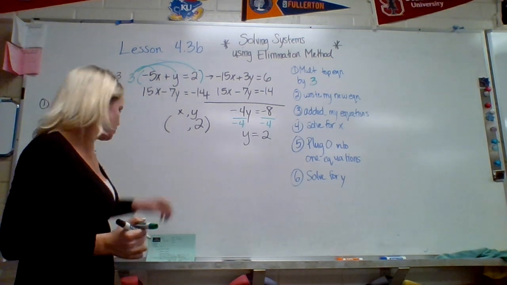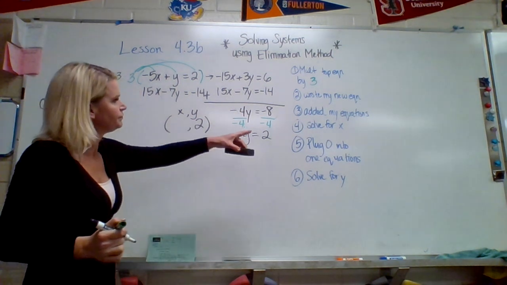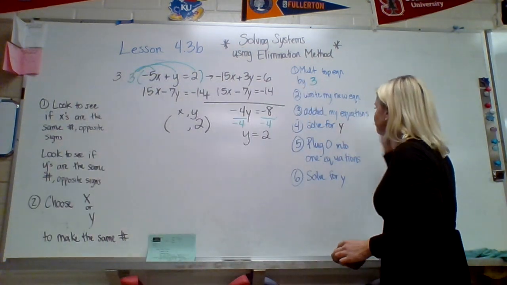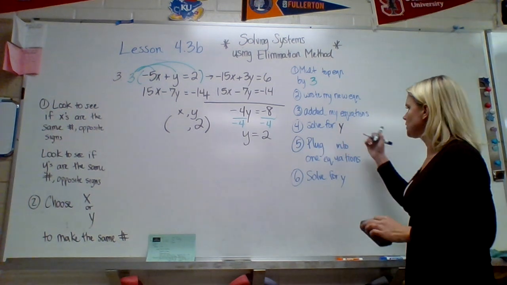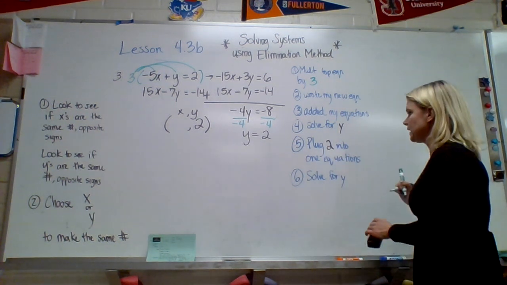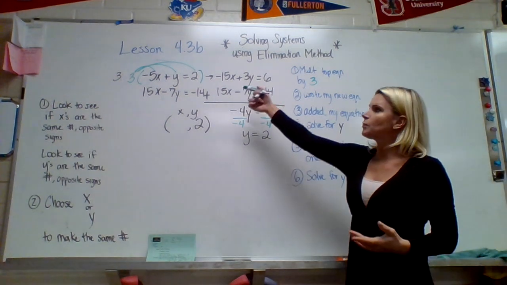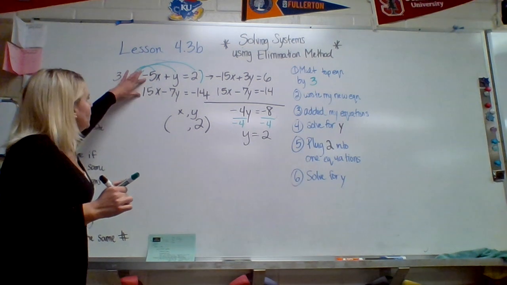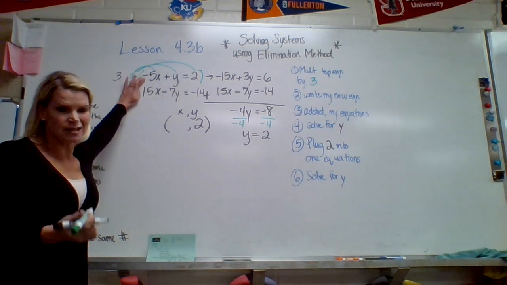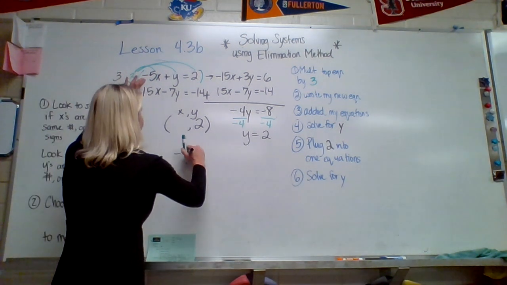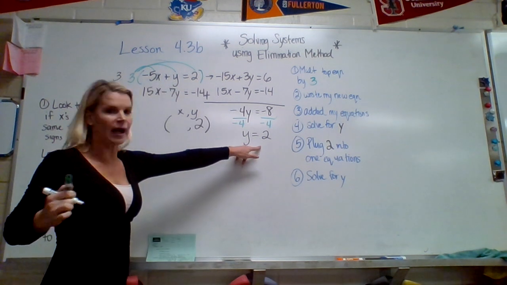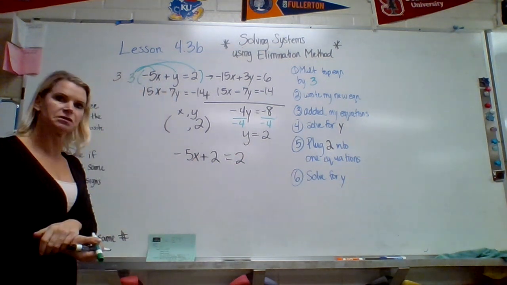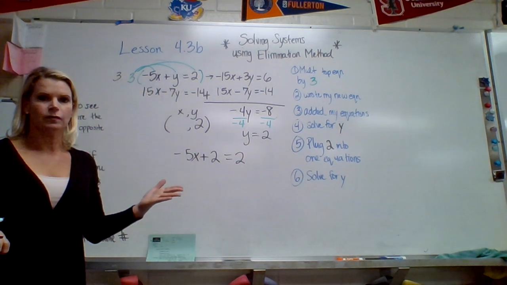So I'm then going to, and let's change, what did I do? I solved for y this time. And now I'm going to plug 2 into one of the equations. So I'm going to look back at my original 2 equations, these that you have typed out on your paper. Well, I think the top one looks easiest, doesn't it? So negative 5x plus y, plus 2 equals 2. Well, that's nice. So isolate x.